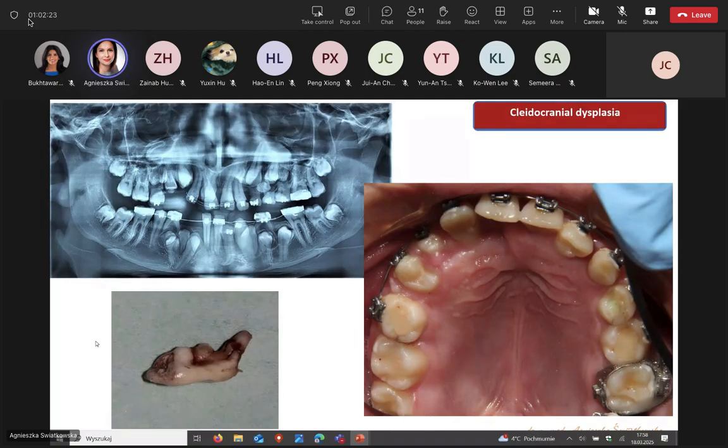And here you can see extracted teeth. You see that it looks different. It has an atypical shape.